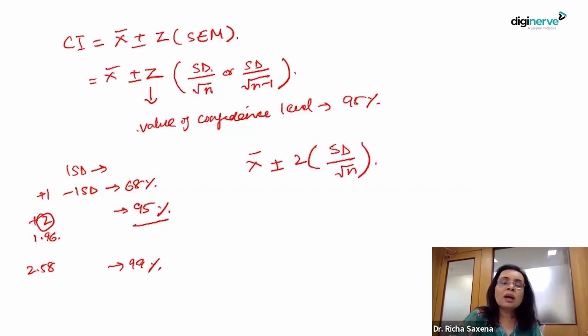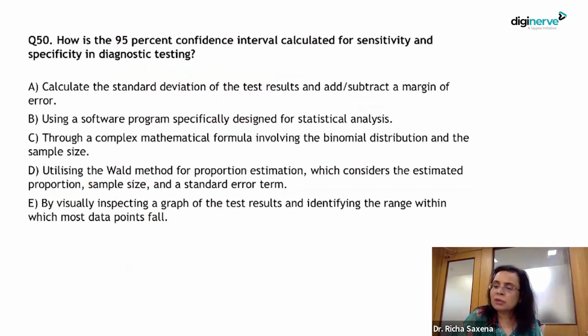So you can also have a question where they ask you to calculate the confidence interval. So you should know how to do this. So coming back to the question, how do you calculate the confidence interval for sensitivity and specificity in diagnostic testing?